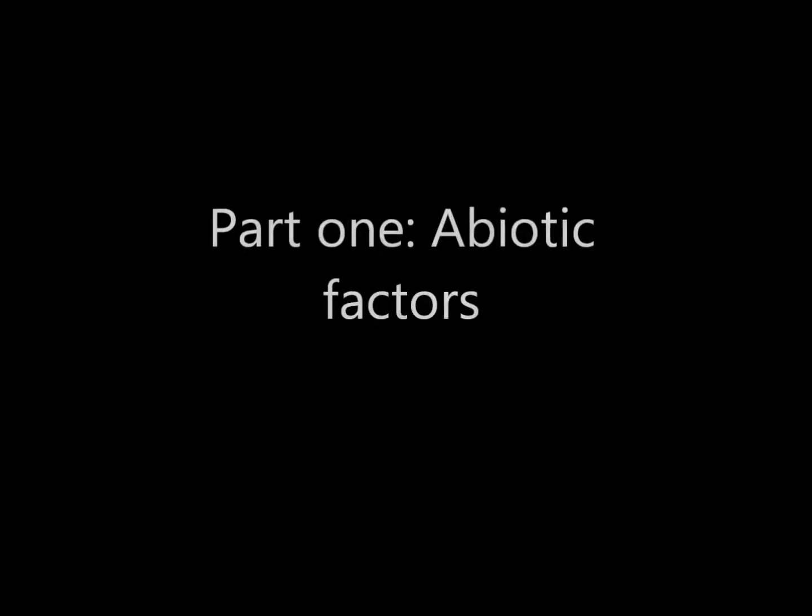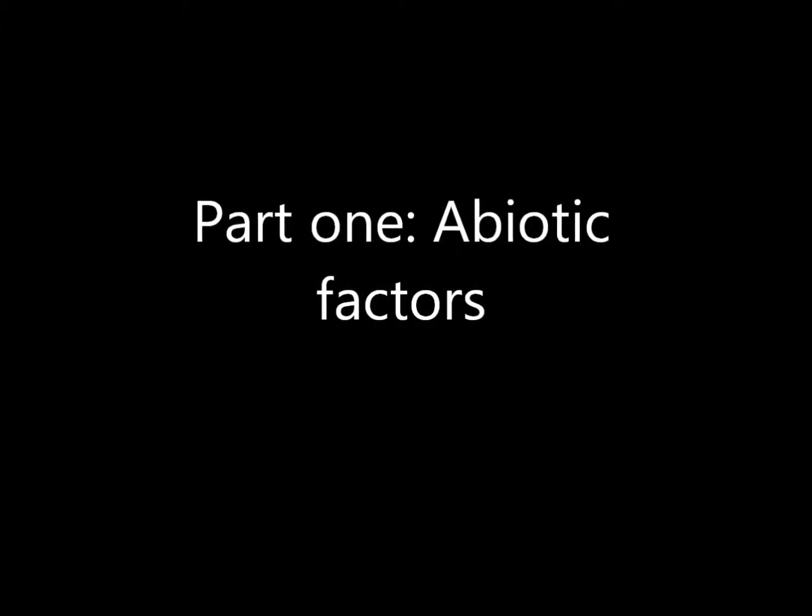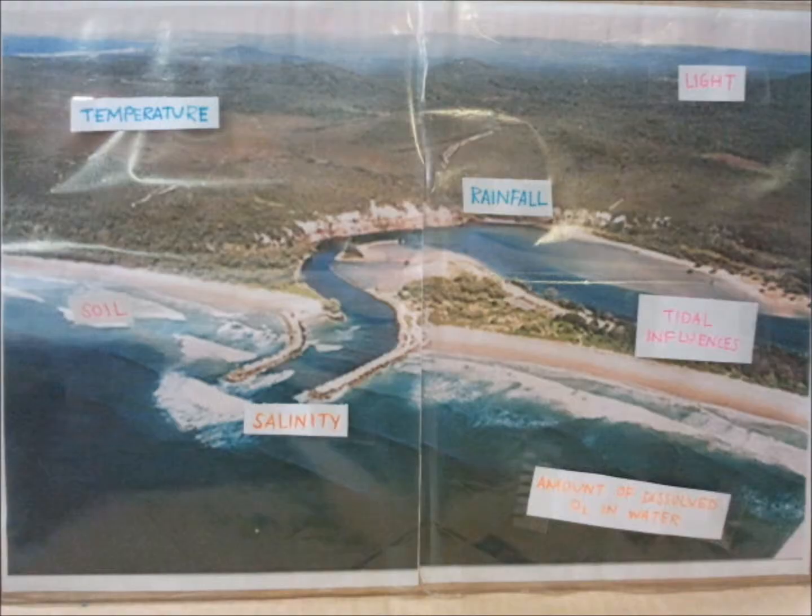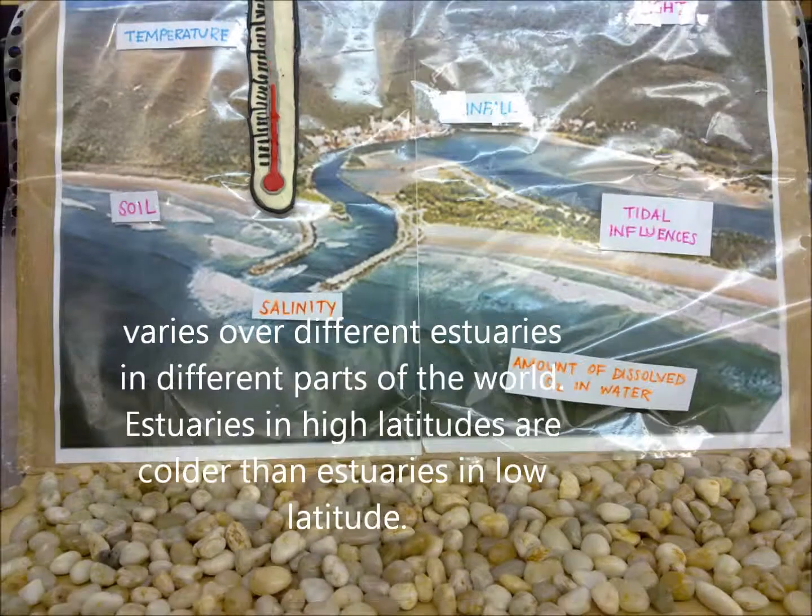Part 1. Abiotic factors. Six different abiotic factors found in estuaries, physical pressures they put on organisms, and adaptations of some organisms will be explained in this video. Abiotic factor number 1 is temperature. Temperature varies over different estuaries in different parts of the world.